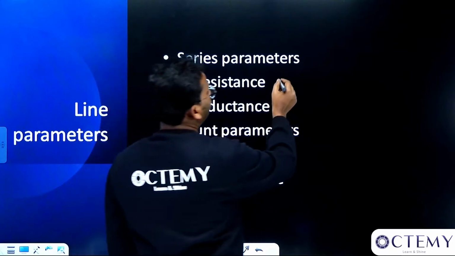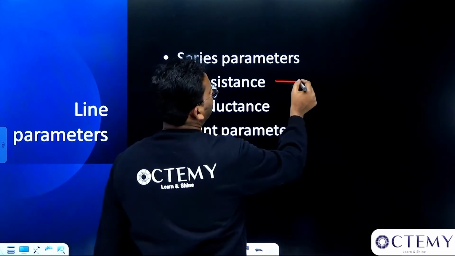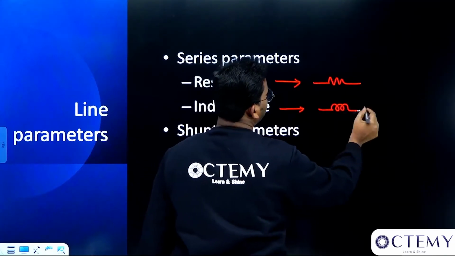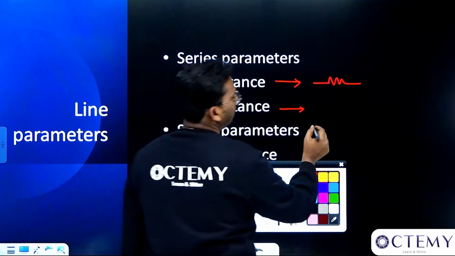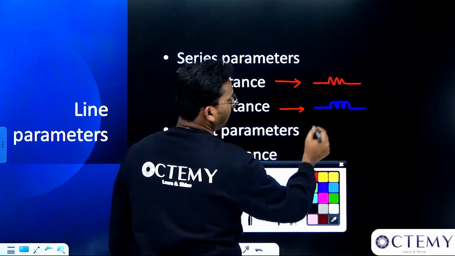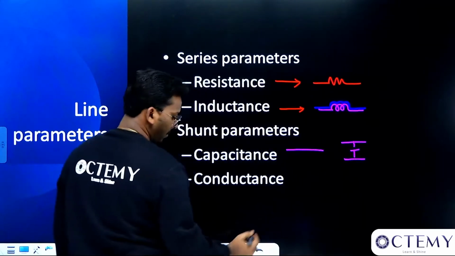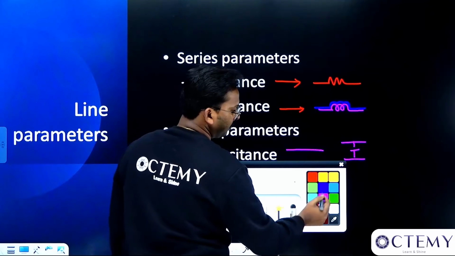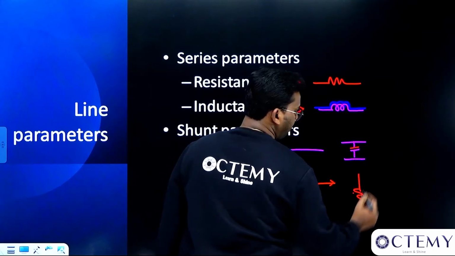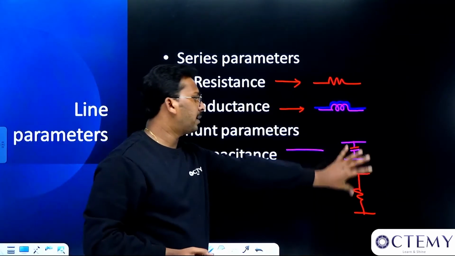The series parameters are series resistance, series inductance, shunt capacitance, and shunt conductance. Now, see, sir, why do we get resistance, inductance, capacitance or conductance?